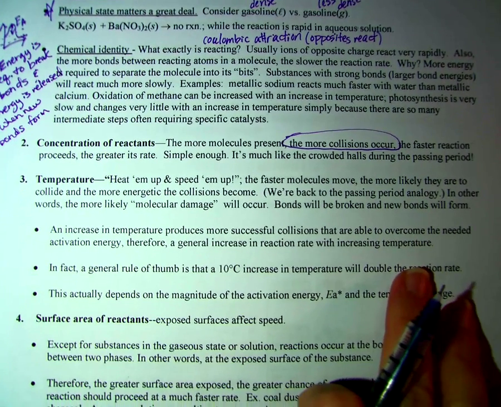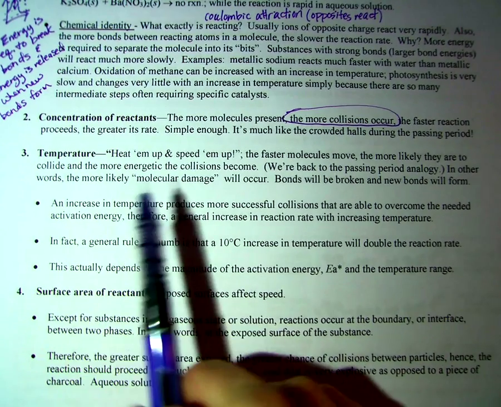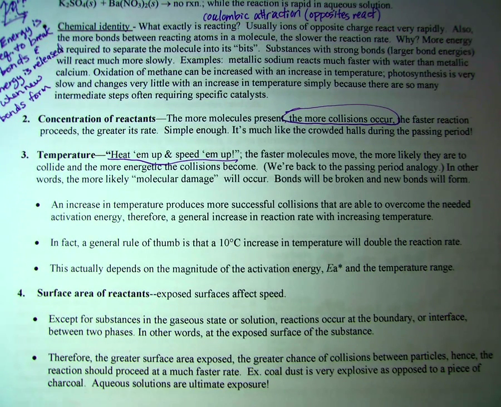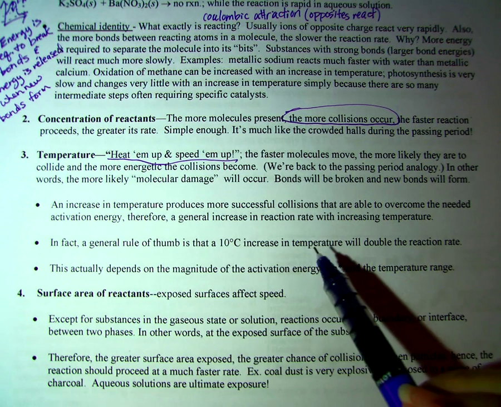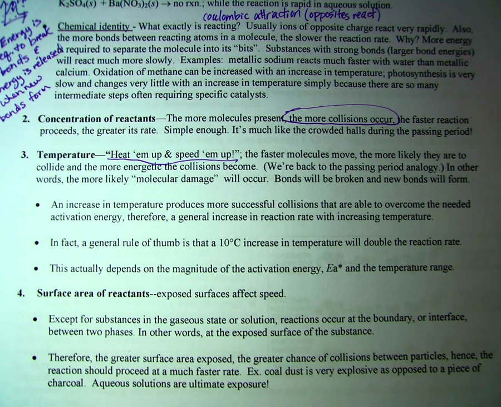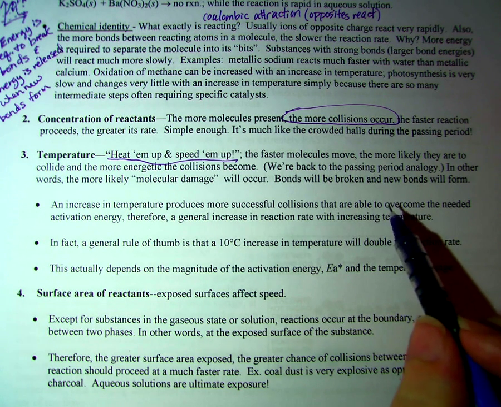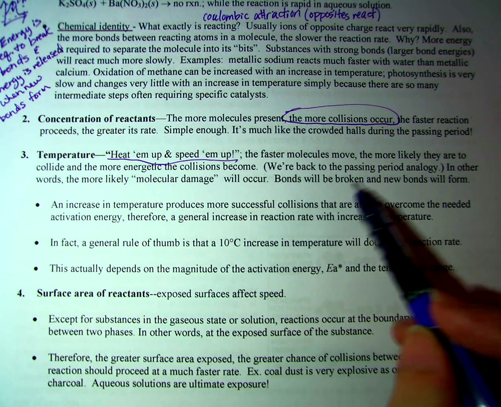Temperature is another thing that really affects the speed. There's this great saying, heat 'em up, speed 'em up. You heat up the reaction and you're going to speed it up very quickly. So the faster the molecules are moving, the more likely they're going to collide, the more energy that's going to be transferred, and so molecular damage can happen. You're going to start breaking bonds apart because of the bumping into each other from the different molecules. And in that process, you'll break bonds and form bonds.